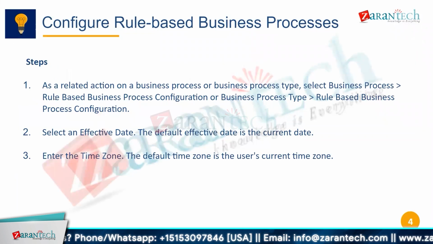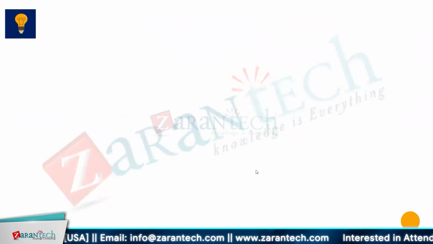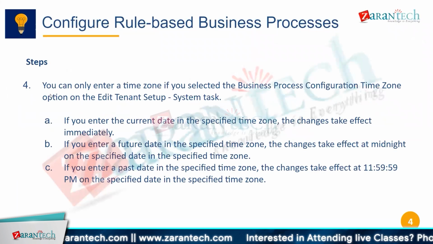So the steps to do it: as a related action on a business process or business process type, select business process rule-based configuration or business process type rule-based process configuration, and select an effective date. The default effective date is the current date. Enter the time zone, which is the user's current time zone. You can only enter time zone if you select the business process configuration time zone option on the edit notifications and system tasks. So have a look at that as well.